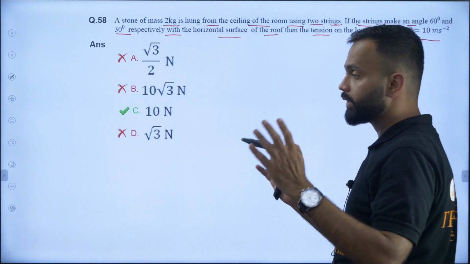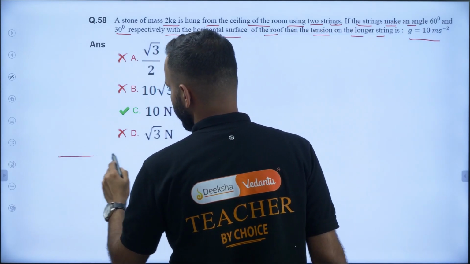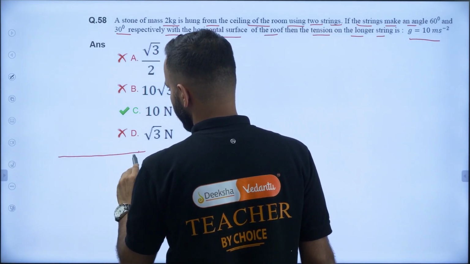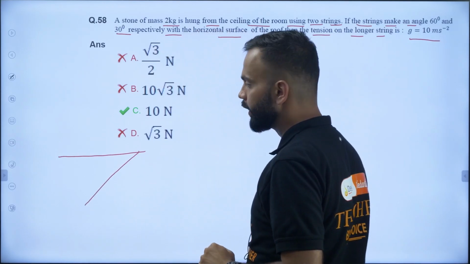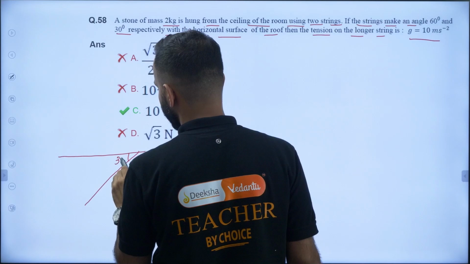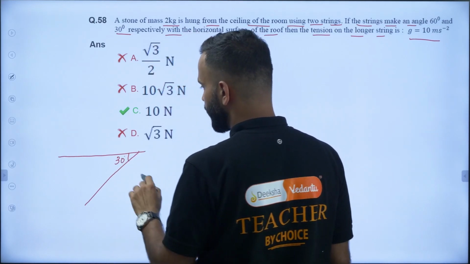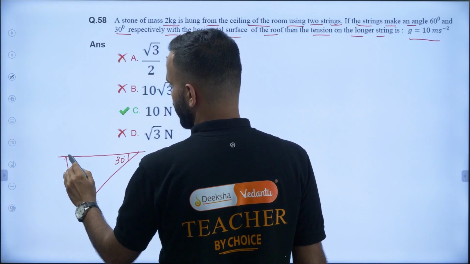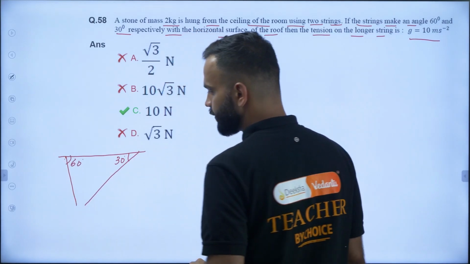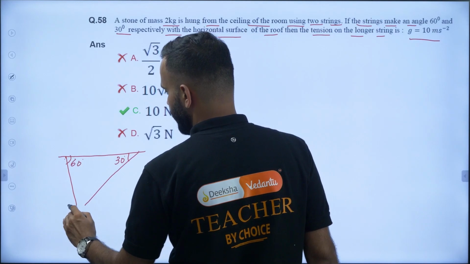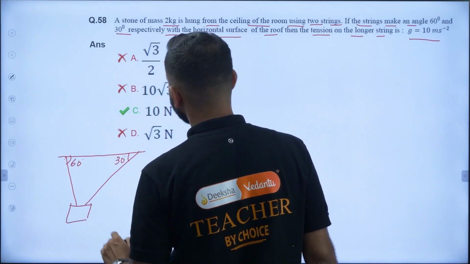Okay, let us visualize the situation. Here, this is the roof. Here the first string, and it is making an angle 30 degree with the roof, and this is the second string. So this is making an angle 60 degree. So which one is the longer? This is the first one, right? Isn't it? So this is the stone.